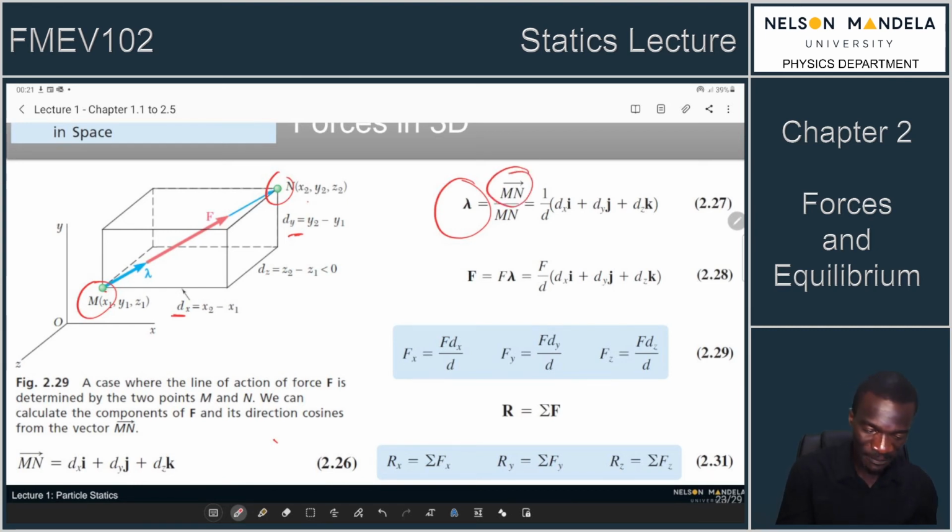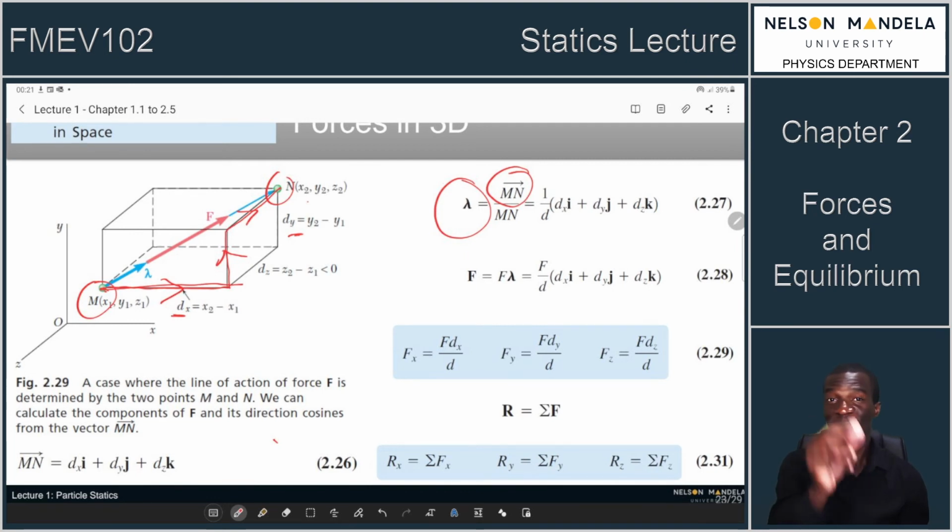In other words, this is the lambda I want to find. This is the force acting in that direction. So I should just find the distance from the starting point all the way to the end point. So I've got my x component, it's dx in the i. I've got my j component, it's dy in the j. I've got my z component, it's dz in the k.